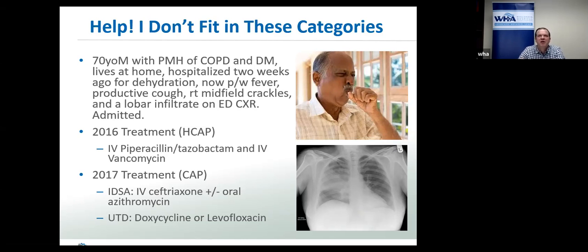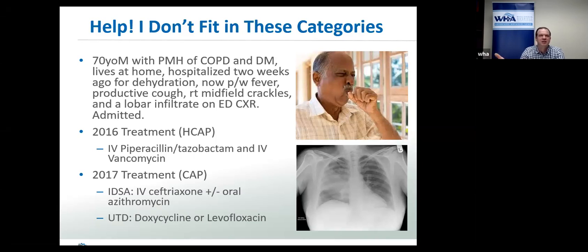He's presenting with fever, productive cough, midfield crackles, a corresponding infiltrate on chest x-ray, and you decide to admit him. We'll actually talk about admission later, but generally he's elderly, he's got comorbidities, he's a little bit dry, you err on the side of hospital admission. So in 2016, before the death of HCAP, he would have again been treated with broad spectrum antibiotics, so Zosyn and vancomycin, which we called the 'gorillacillin', if you would. Now in 2017 onward, 2019, we're going to treat this as community acquired pneumonia.